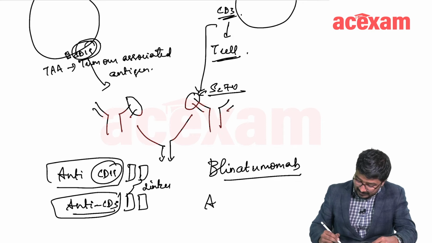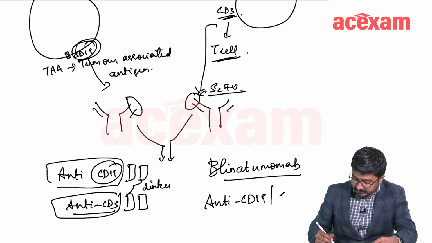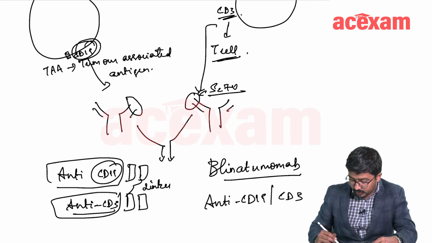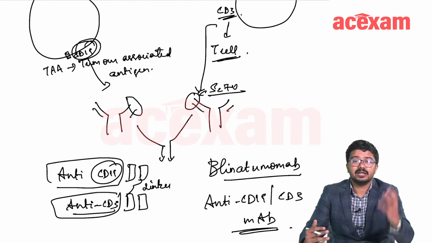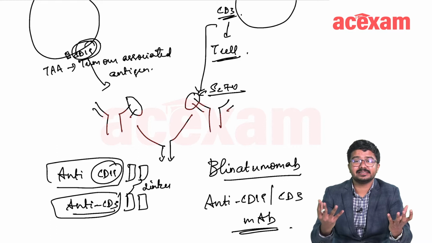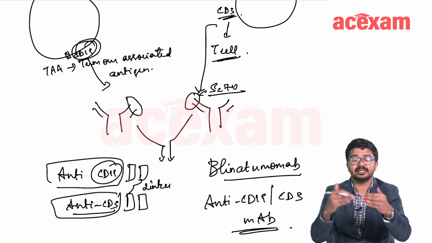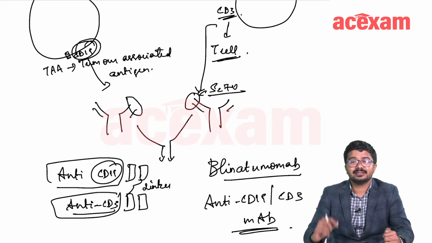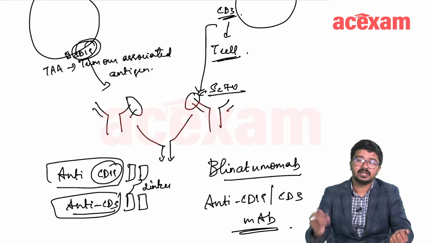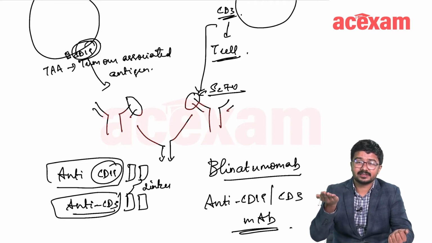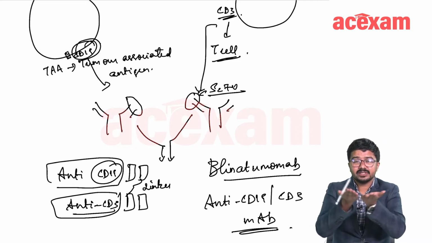So it is nothing but an anti-CD19 CD3 monoclonal antibody. So what does it do? This links a tumor cell with a T cell. It links between these two. So characteristically this is referred to as a cytolytic synapse. That is, these are the tumor cells. This is our effector cell, that is a T cell. Both of these are linked.